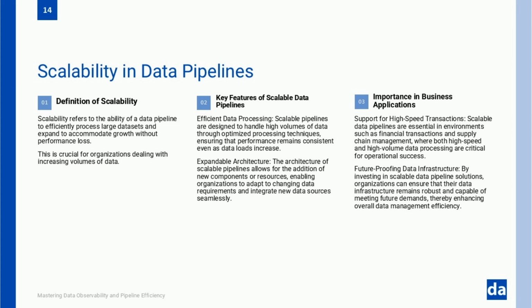2. Key features of scalable data pipelines. Efficient data processing. Scalable pipelines handle high volumes of data using optimized techniques to maintain consistent performance, even under heavy workloads. Expandable architecture. Their design allows the addition of new components or resources, enabling organizations to adapt to changing requirements and integrate new data sources easily.